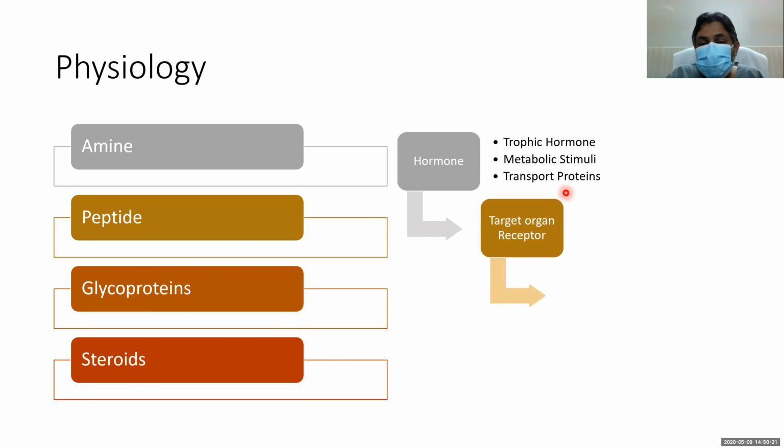Then the target organ receptors. These receptors may be at the membrane, and most of the amine, peptide, and glycopeptide hormones have membrane receptors, because these are hydrophilic molecules and they do not cross the lipid layer. But receptors may be in the nucleus, particularly for the steroid hormones.